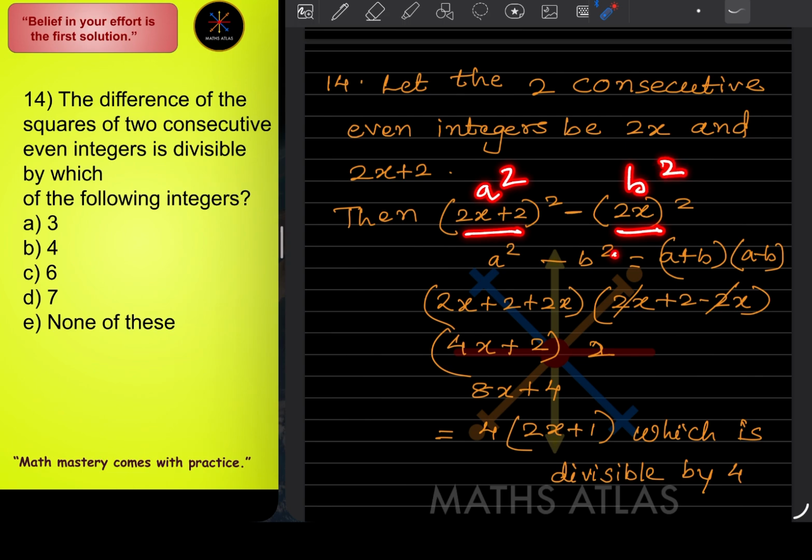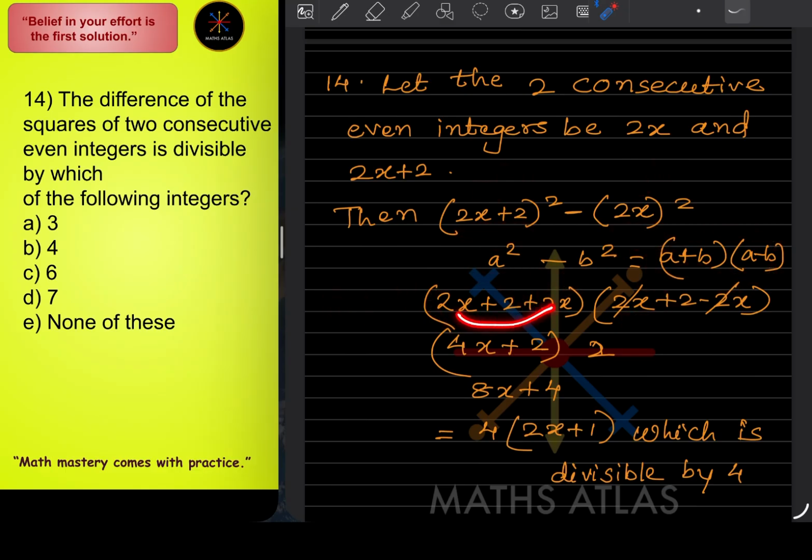So now what we can do, for a square minus b square, the formula is (a plus b) and (a minus b). So if we take a, this part is a and this part is b. So we get a plus b and a minus b. Now this is easy once you know this part.